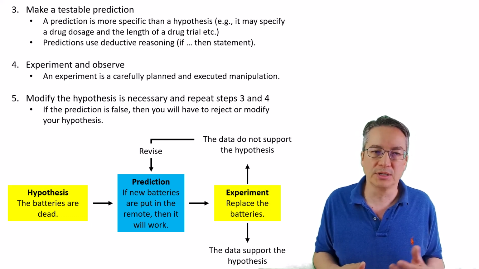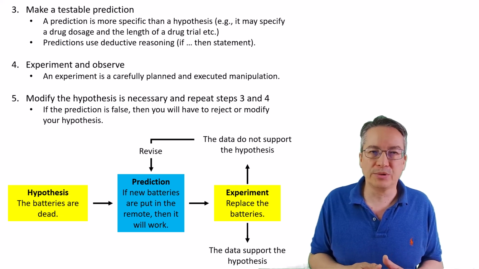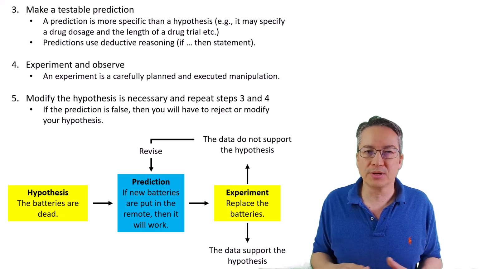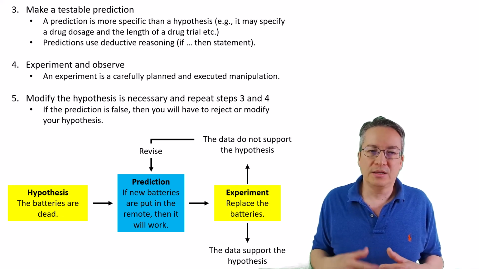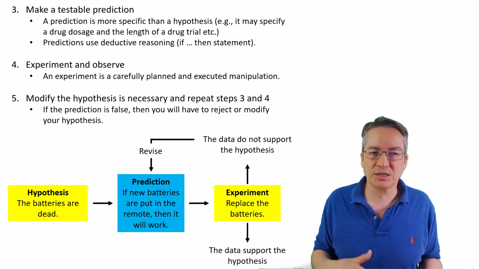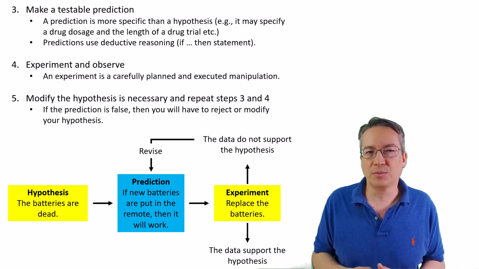So you might say, well, look, maybe there is something wrong with the wiring within the remote. If I open it up and I jiggle things around, maybe I'll get it to work again. So you can see this could go on, right? You could have a series of hypotheses, new predictions and experiments and so forth until you get the remote control working.